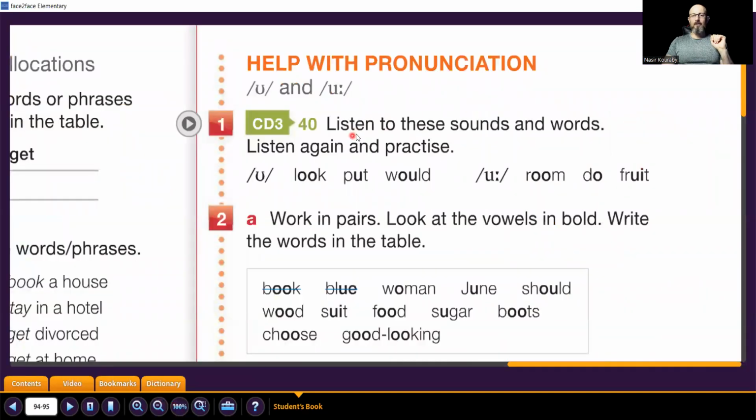So here, listen to these sounds and words. Listen again and practice. So here we have this /ʊ/ and /uː/. Okay, listen to the recording.